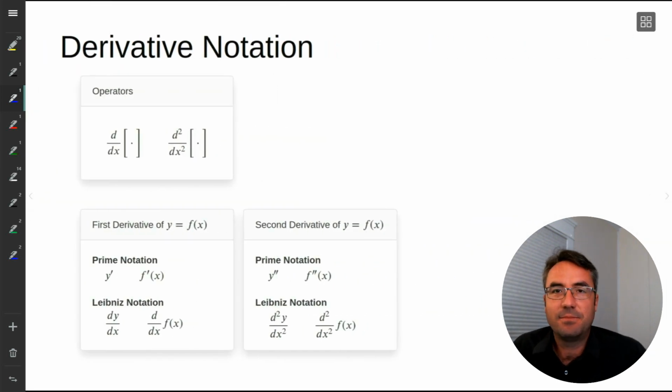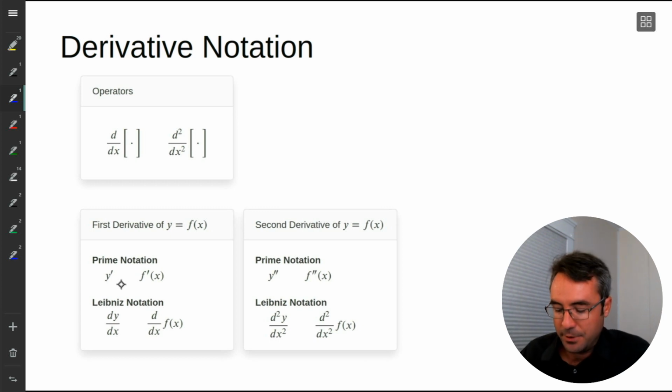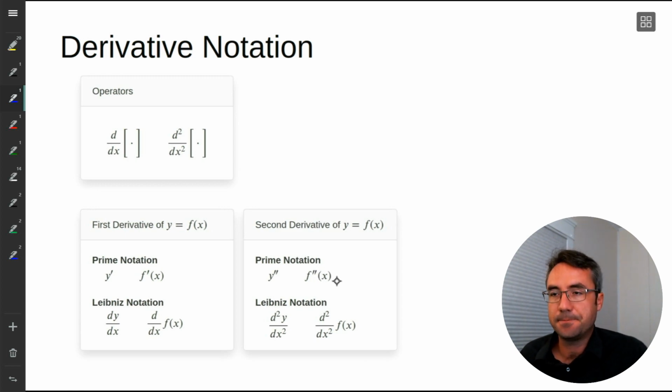And then just a little bit about notation for calculating derivatives. There are different ways to indicate the derivative. We've seen prime notation. If we have a function y equal to f of x, we might say y prime or f prime. If we talk about the second derivative, we might use y double prime or f double prime. And we've seen what the prime notation looks like.